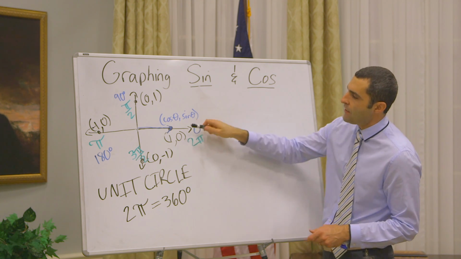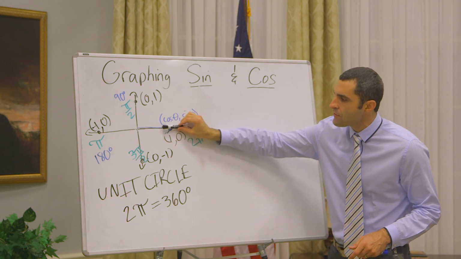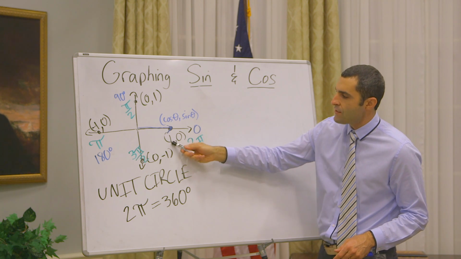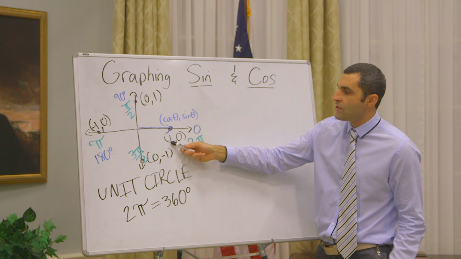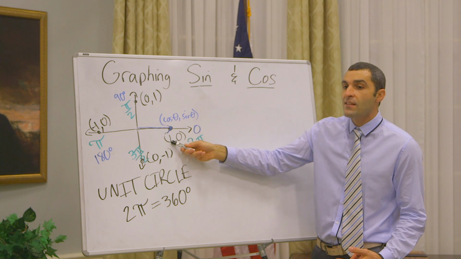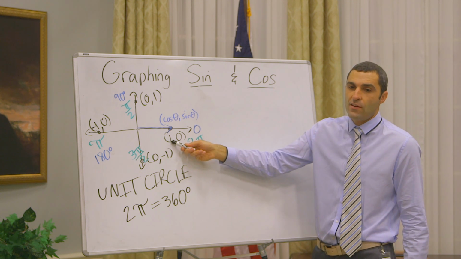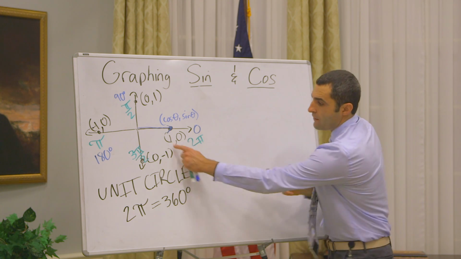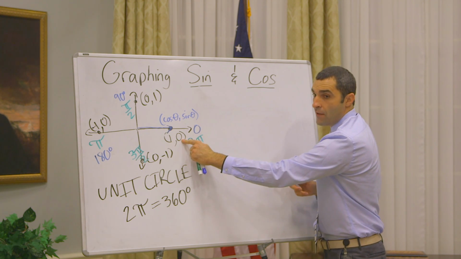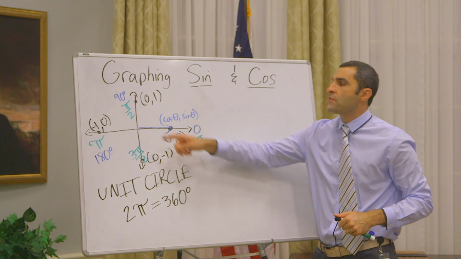So if you look closely here, we agree how many degrees is this? 0 degrees. So this value here, this x value, is cosine of the angle. What was the angle again? 0. So what is cosine of 0? 1. What is sine of 0? 0. Very good. We'll go over here to pi over 2.